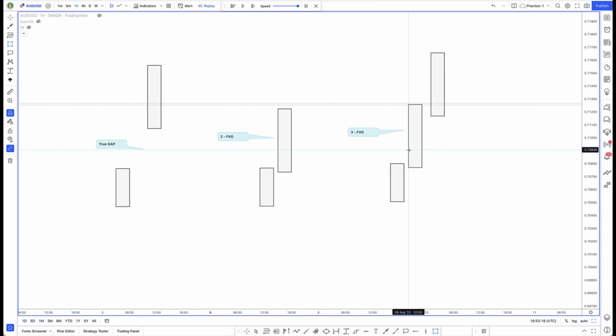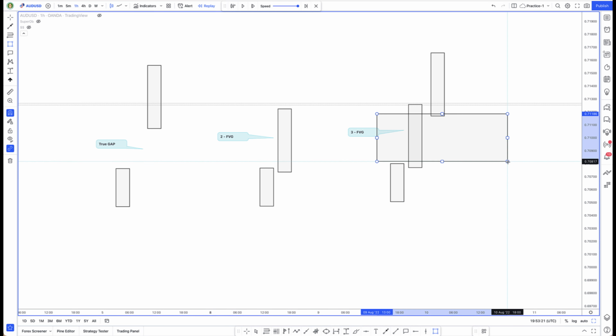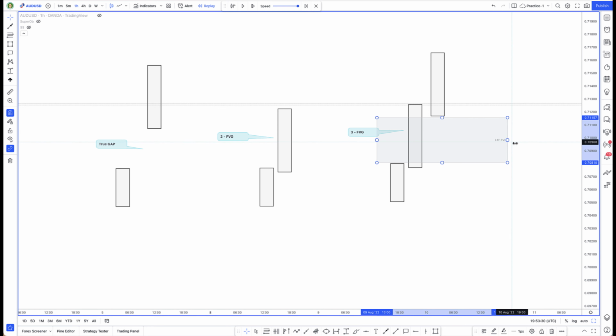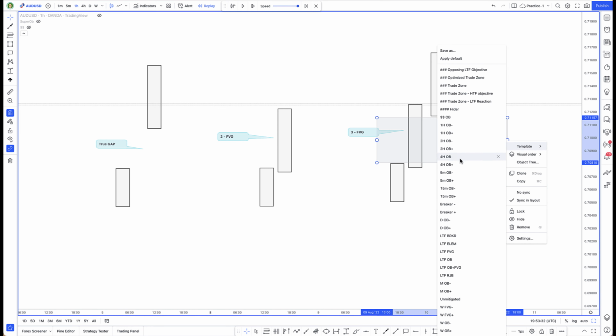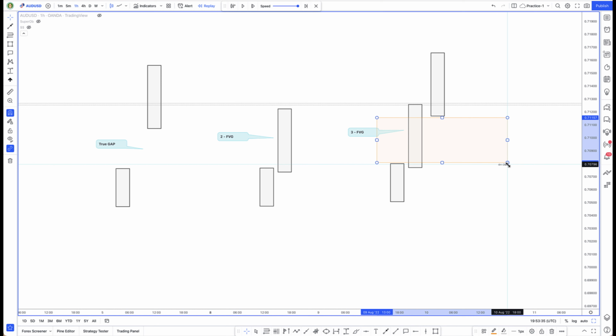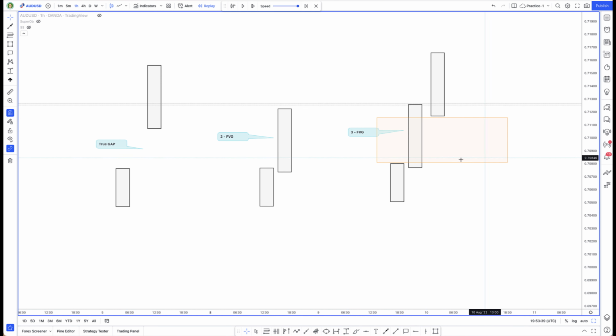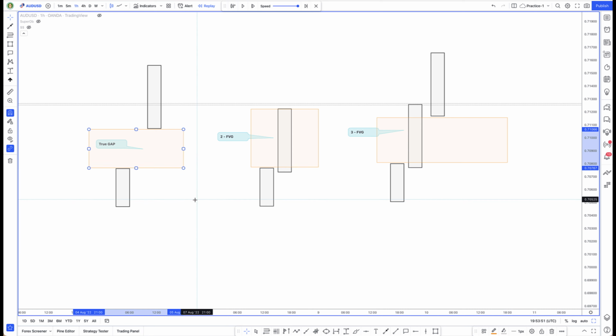And let's actually mark these areas so that there is no confusion at all. Let's color it a little bit brighter. All right. This is a 3 candle fair value gap. This would be a 2 candle fair value gap. And this here is a true gap.